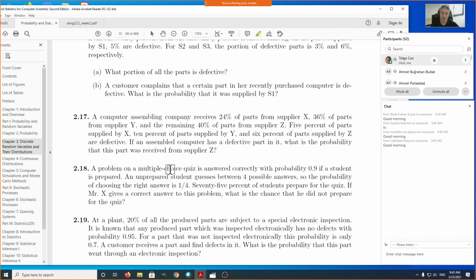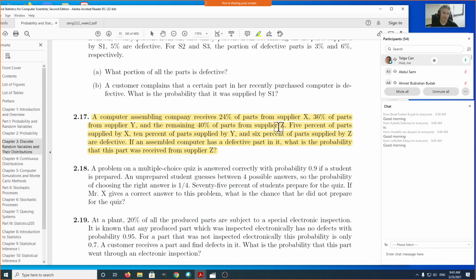All right. Okay, so let's start with exercise 2.17. And I'm going to again write on the whiteboard what we are given and what is the probability that we are asked. So here it seems like there are three different things. So let's read the statements. A computer assembling company receives 24% of the parts from supplier X, 36% of the parts from supplier Y, and the remaining 40% of the parts from supplier Z.